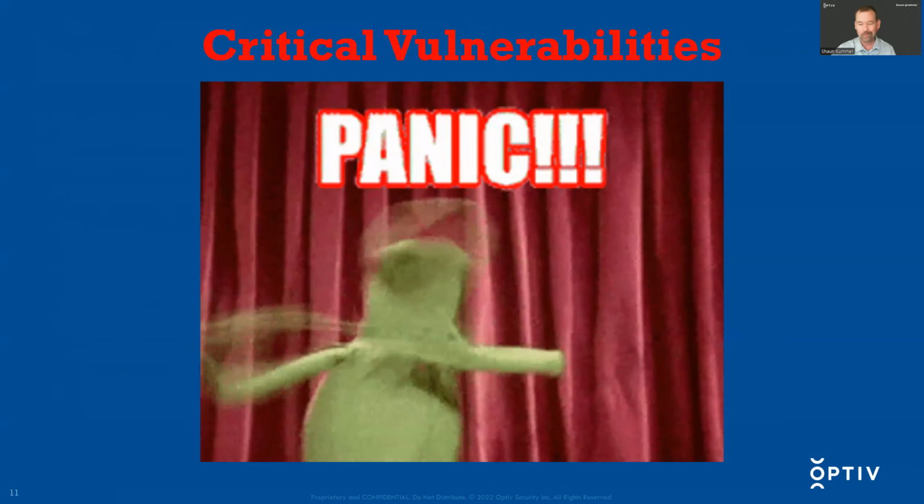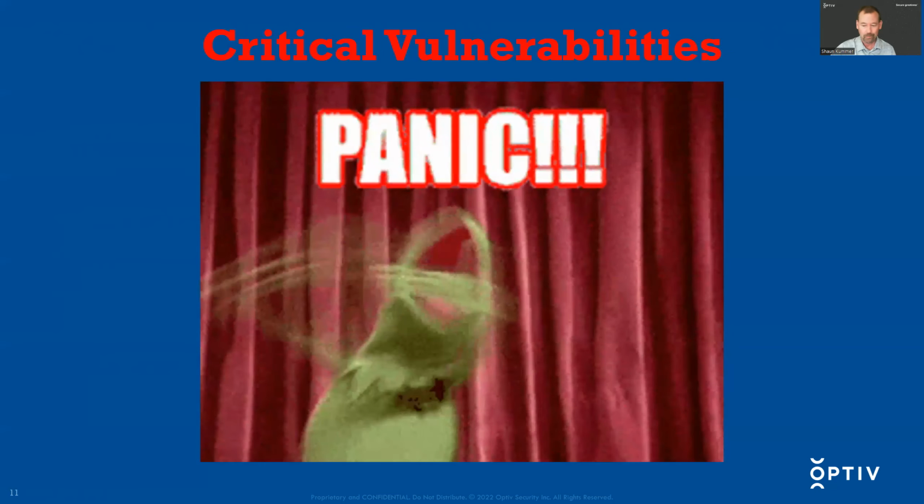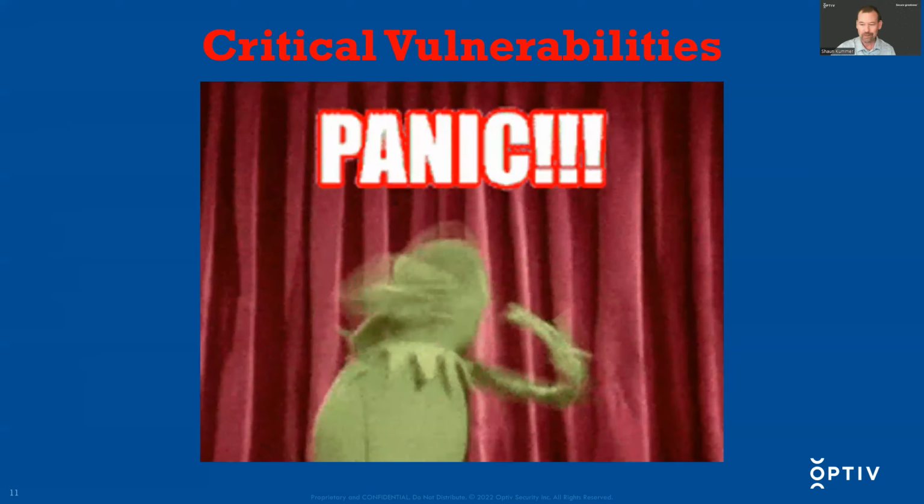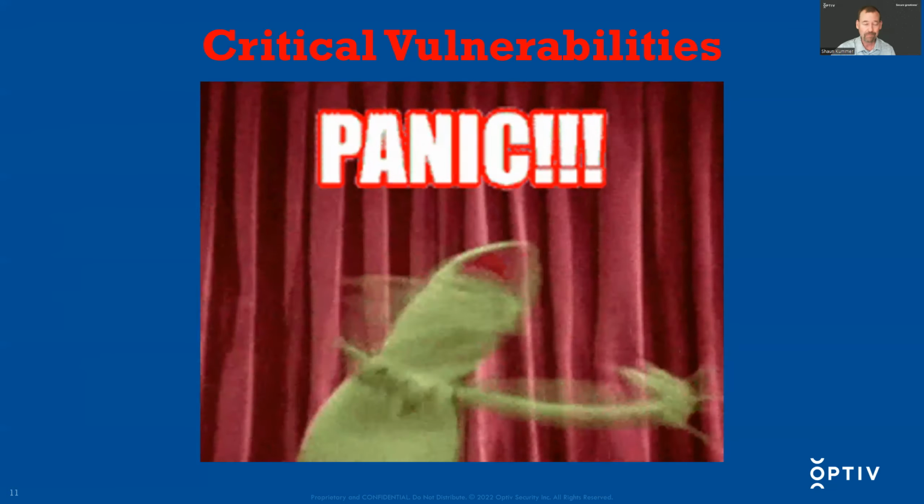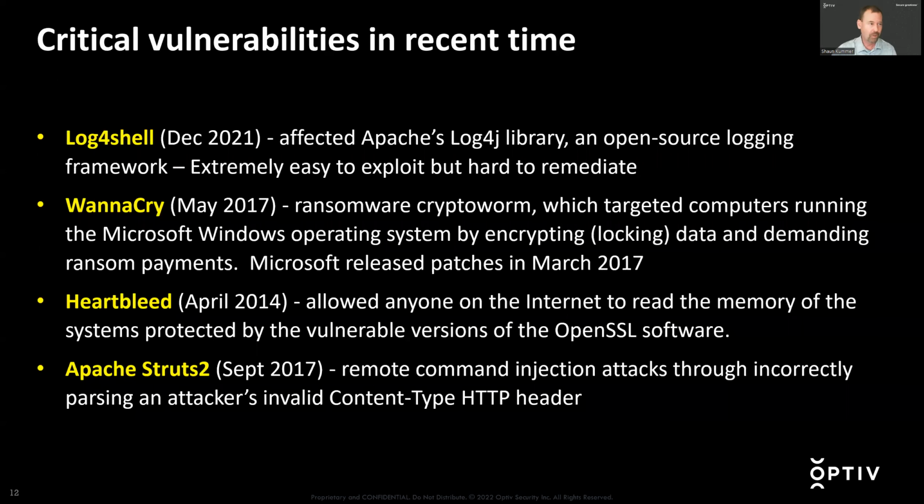So, critical vulnerabilities. I like to show this because a lot of times this is what a CISO does when major vulnerabilities hit the media. They panic. So we'll look at a couple of critical vulnerabilities in recent time. One that we're all very familiar with is Log4j, which affected Apache's Log4j library. It's an open source logging framework. It's extremely easy to exploit, but it's hard to remediate.